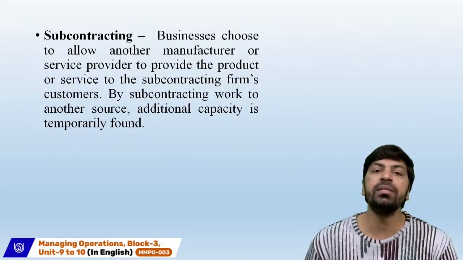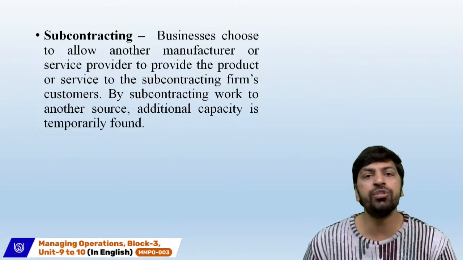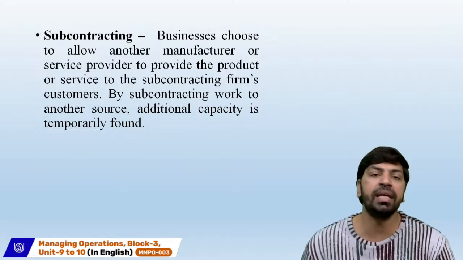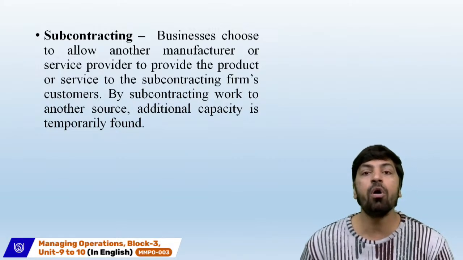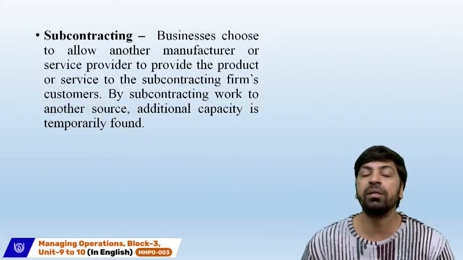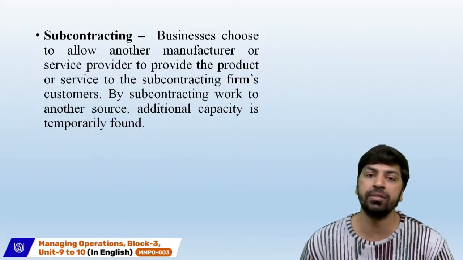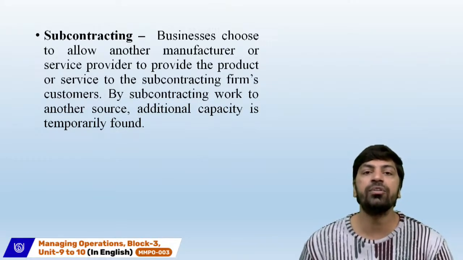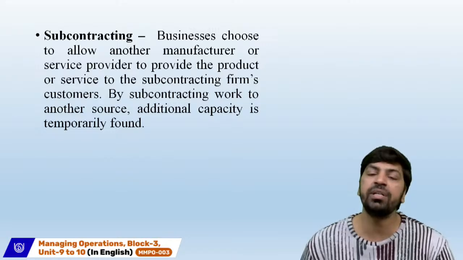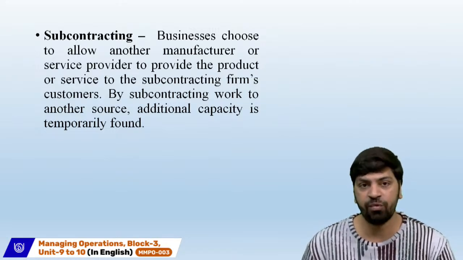The next one is subcontracting. Businesses can also choose the option to balance capacity by using other manufacturers or service providers to provide the product or service to the subcontractor firm's customers. So by subcontracting the work to another source, additional capacity is temporarily found.